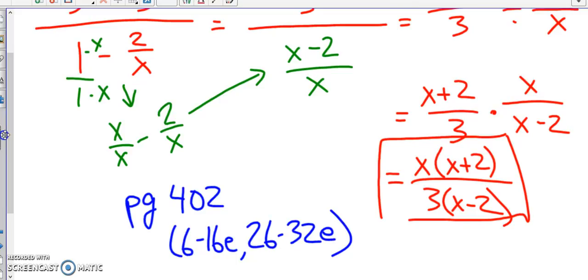Wow, that was under 10 minutes. Getting better at these.